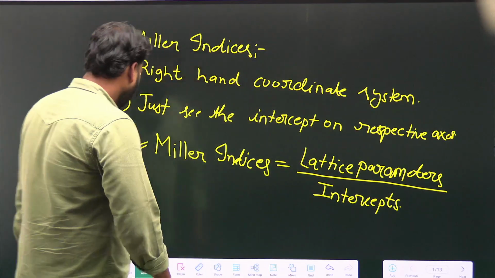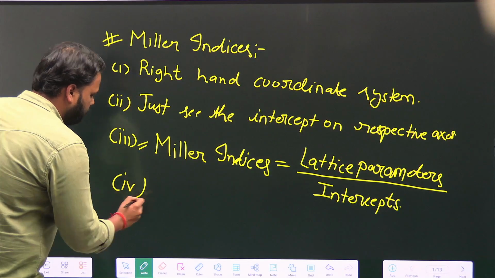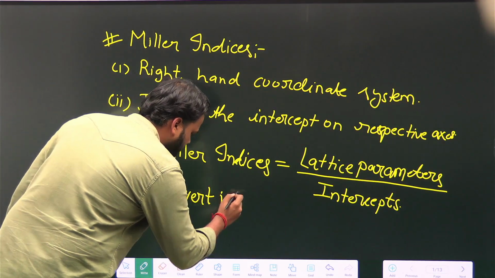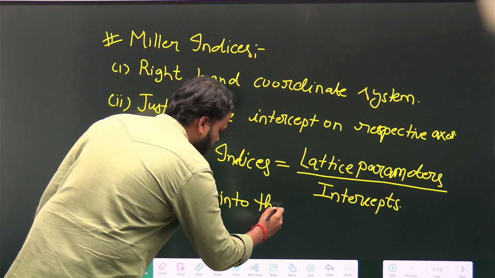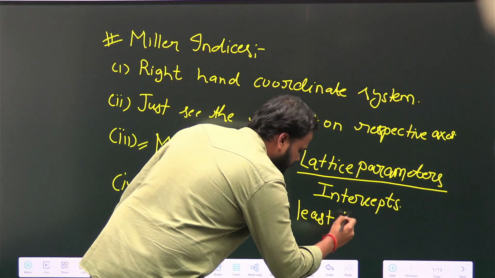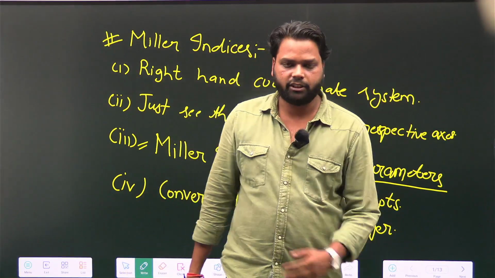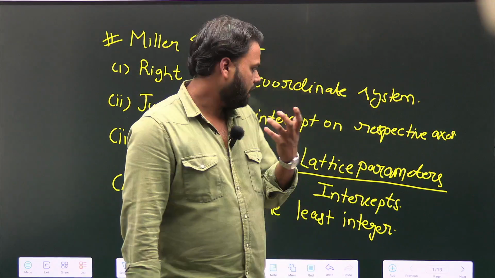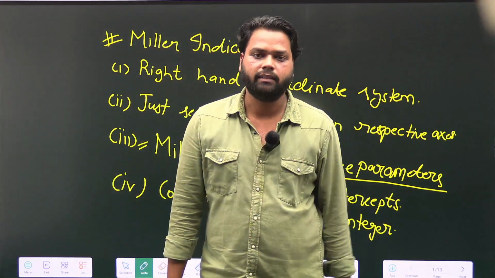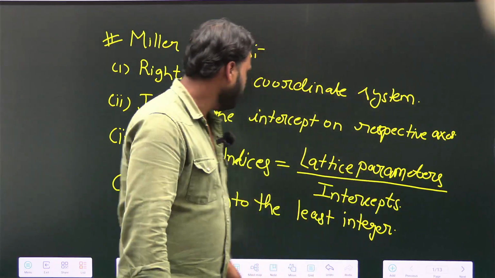Okay. And what was our fourth step? Convert into the least integer. You have to convert into the smallest integer. Always remember, it can't be a fraction. It cannot remain a fraction, okay? You have to convert into an integer first of all, and then make it the least integer. That will be your Miller indices. Understood? Correct till here?